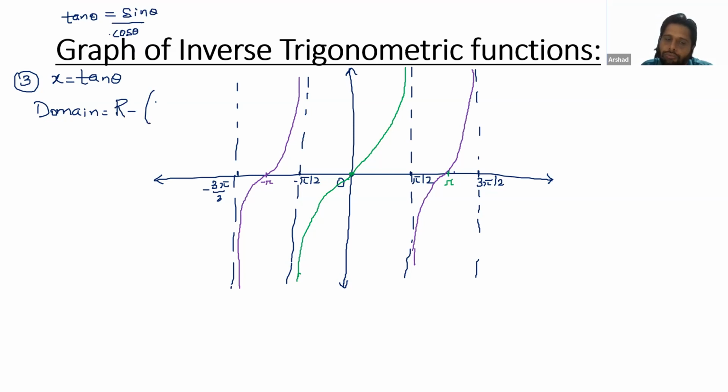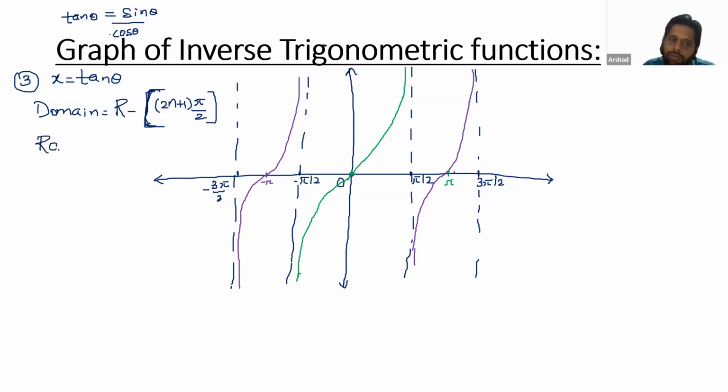Okay, so we will write it like this: R except (2n plus 1) pi by 2. In place of n, you can put any integer. So it will become an odd multiple of pi by 2. If you check here, for pi by 2, 3 pi by 2, 5 pi by 2, 7 pi by 2, for the odd multiples of pi by 2, tan does not exist. So R except (2n plus 1) pi by 2.